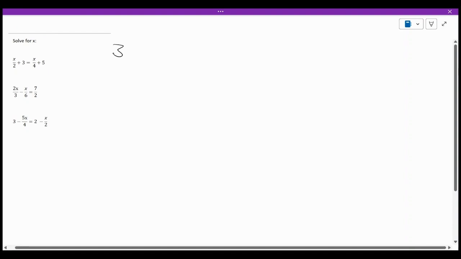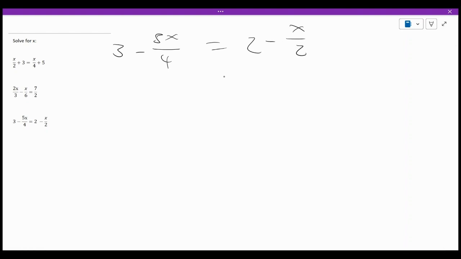Now we have 3 equal to 5x over 4, which is equal to 2x over 2. Now, like I said, we want the variables on one side and the constants on one side, preferably the left. So let's try and get rid of this constant first. This is positive 3. The only way to get rid of it is minus 3.